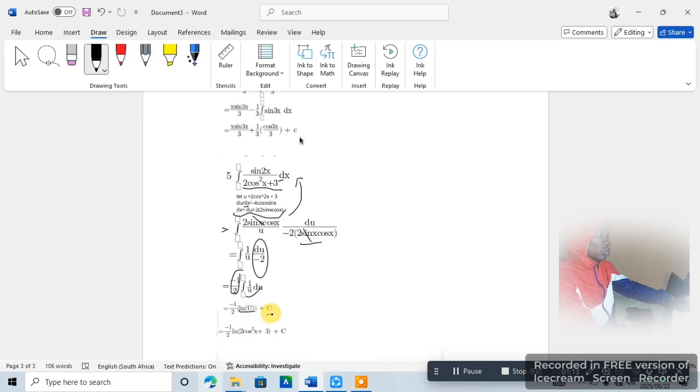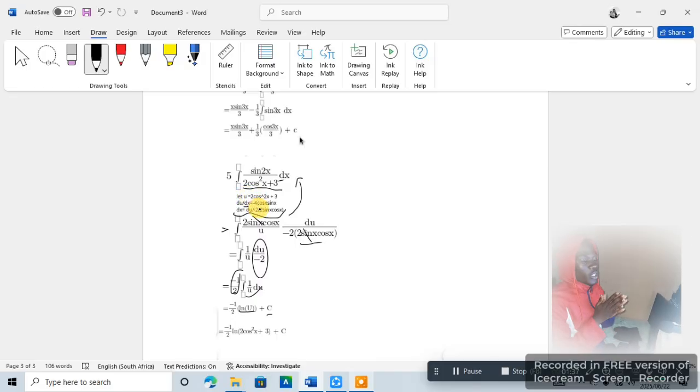Don't forget the c here, don't forget c. I will explain the meaning of c at the end of this problem, guys. But we know that u is equal to 2 cos squared x plus 3. So then we are going to substitute what is equal to u at our final answer, guys. Here is our final answer. So I hope it's understandable, guys.